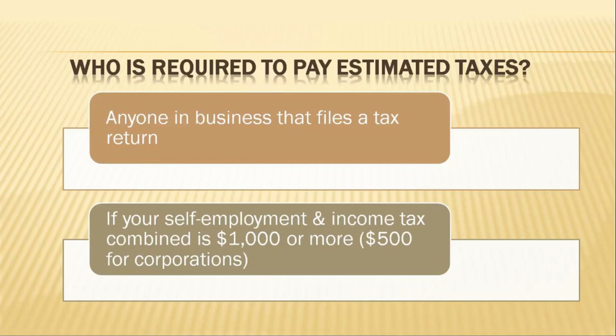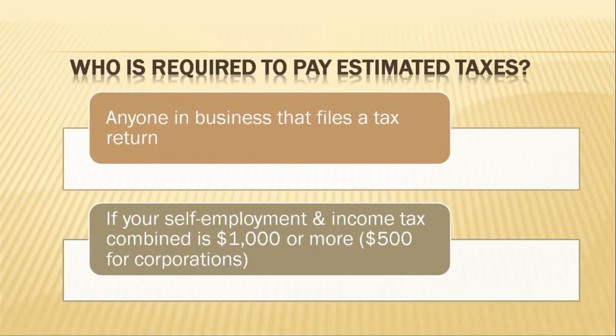And the reason why I say self-employment and income tax is because they are two different types of tax. As business owners, we pay two types of tax. We pay self-employment tax and we pay income tax. Self-employment tax is 15.3% of our net income, whereas income tax is just based upon what our tax rate is. So we cannot get away from paying self-employment tax. Usually, self-employment tax is normally more than our income tax.